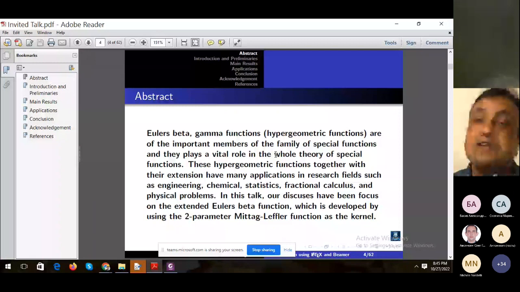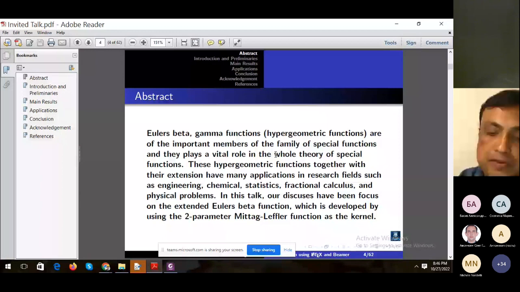These hypergeometric functions together with their extensions have many applications in research fields such as engineering, chemistry, statistics, fractional calculus, and physical problems. In this talk, our discussion is focused on the extended Euler's beta function, which is developed by using the two-parametric Mittag-Leffler function as the kernel.